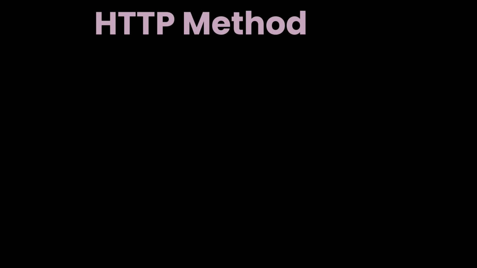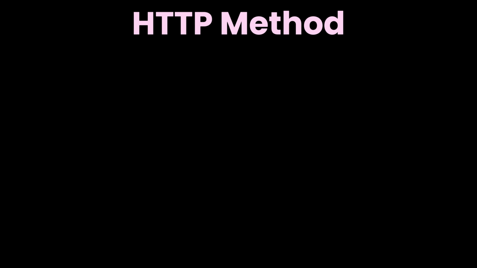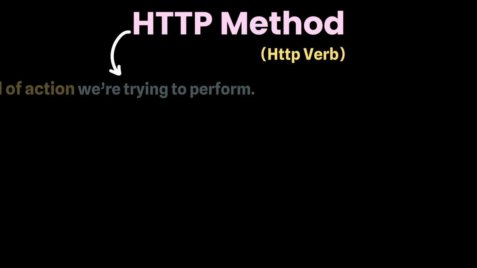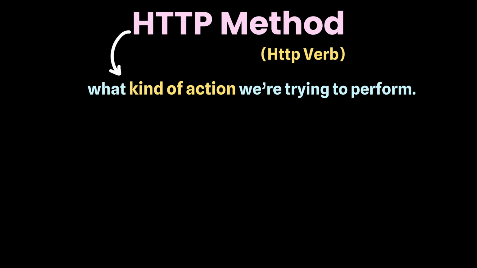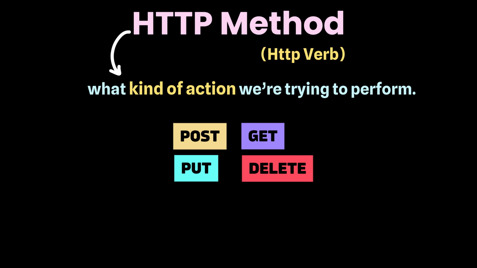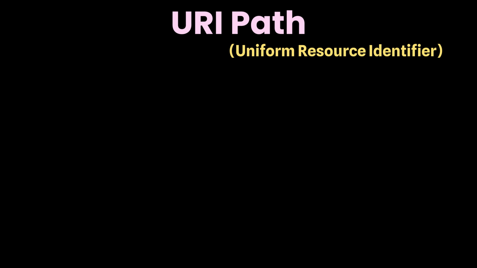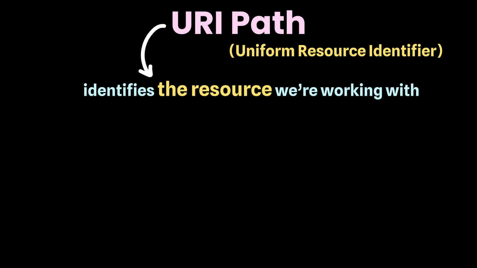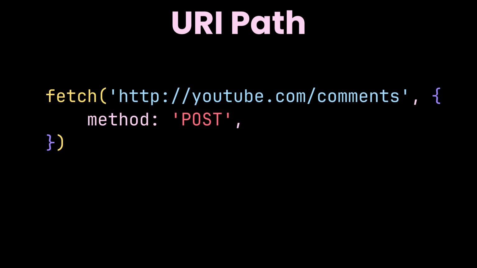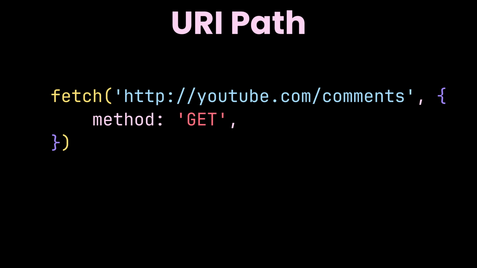Another important part is the HTTP method, sometimes called an HTTP verb. This describes what kind of action we're trying to perform. Common HTTP methods include POST, GET, PUT, and DELETE. Along with the method, the request includes a URI path. The URI path identifies the resource we're working with. For example, a POST request to a URI path like /comments means we want to create a new comment. A GET request to /comments means we want to read existing comments, usually for a specific video.